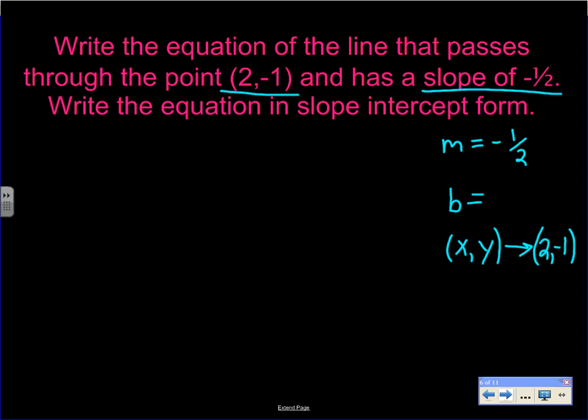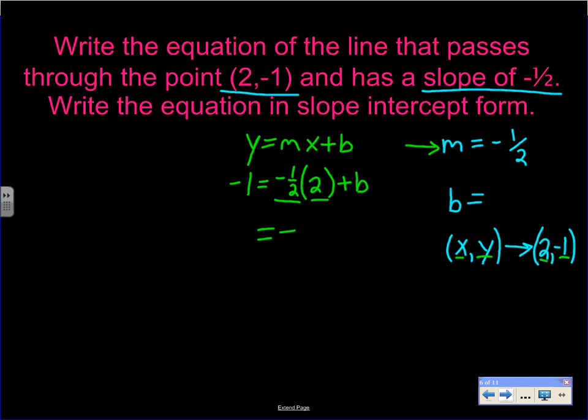Let's go ahead and see what we can substitute in. Well, if we have y is equal to mx plus b, we're going to substitute in for m, which is -1/2. We're going to substitute in for x, which is a 2, and substitute in for a y, which is -1. So this is what we're looking at. Well, looking here, we know a negative times a positive is going to give us a negative answer, and we know 1/2 times 2 is going to be 1, because what's 1/2 of 2? Half of 2 is 1. Drop everything else down. So right now we have -1 is equal to -1 plus b.